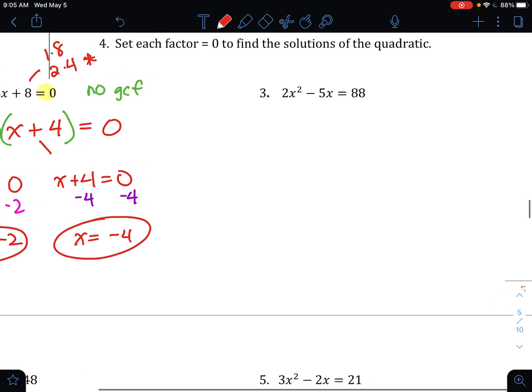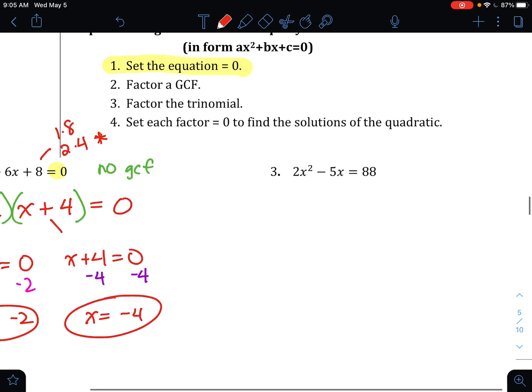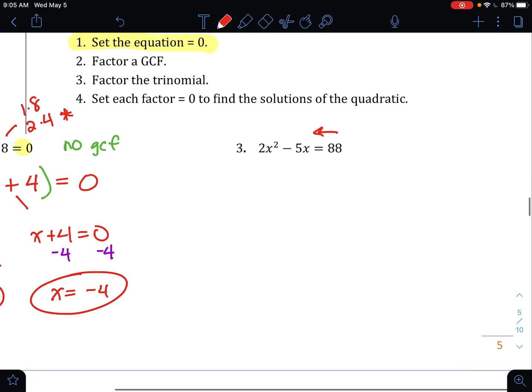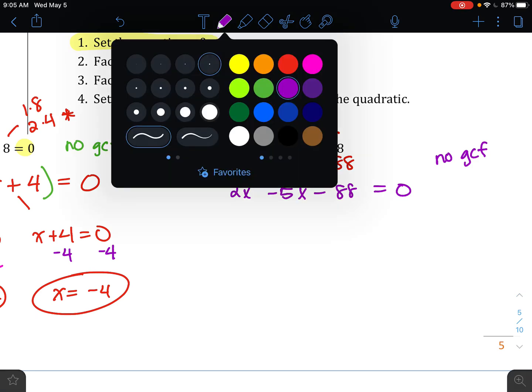Okay, let's keep going. Number 3. All right, step 1, set it equal to 0. It's not equal to 0 yet, so I need 88 to move over here. I need to do the opposite when I move across that equal sign. Since it's positive, I need to take it away from both sides. So I now have 2x squared minus 5x minus 88 equals 0. Okay, GCF. I do not have a GCF. No GCF. Okay, step 3, we are ready to factor.